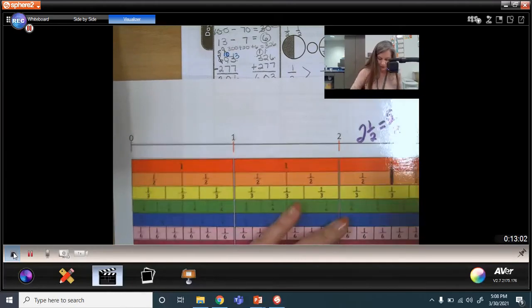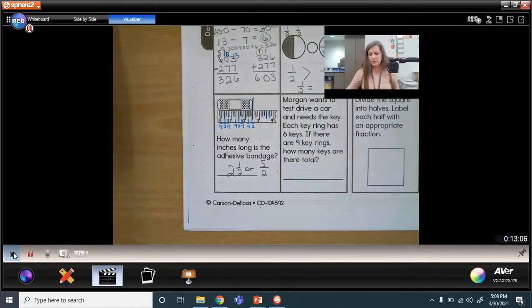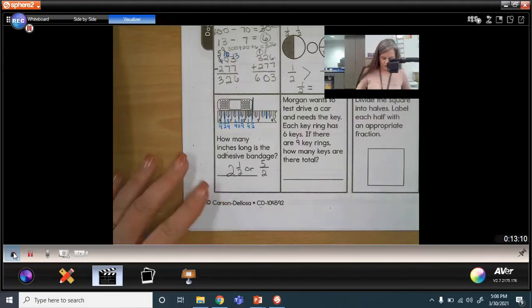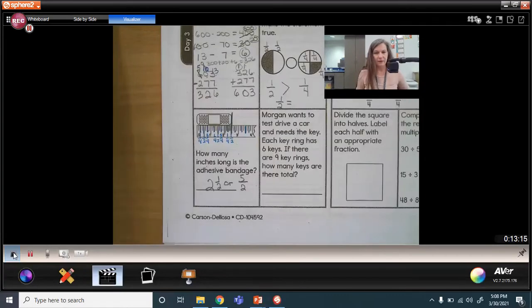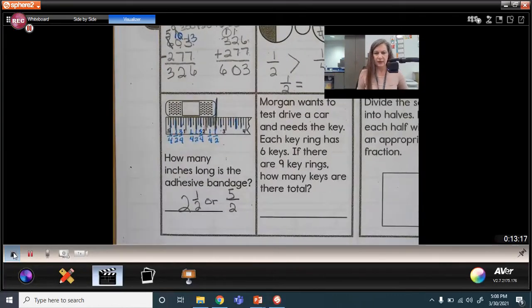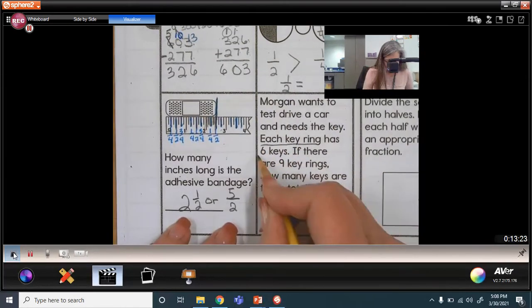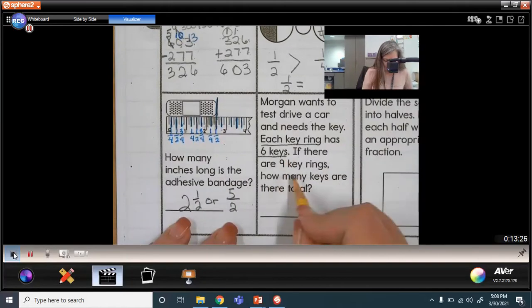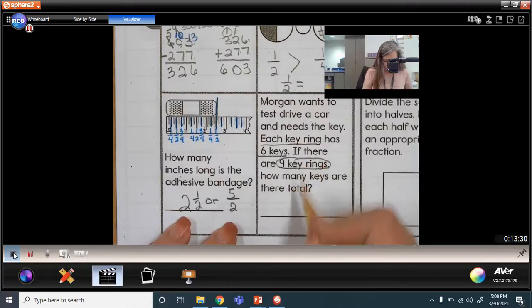So let's take a look at our next problem. Our next problem is a word problem. Morgan wants to test drive a car and needs the key. Wow, needs to look for a key and a whole bunch of keys, it sounds like. Each key ring has 6 keys. If there are 9 key rings, how many keys are there total?